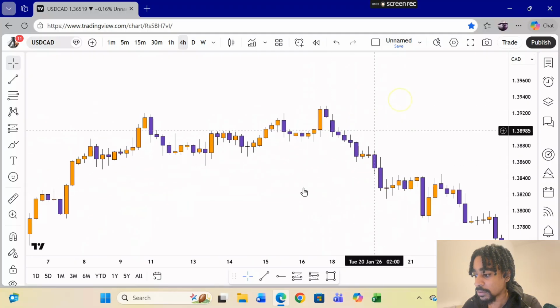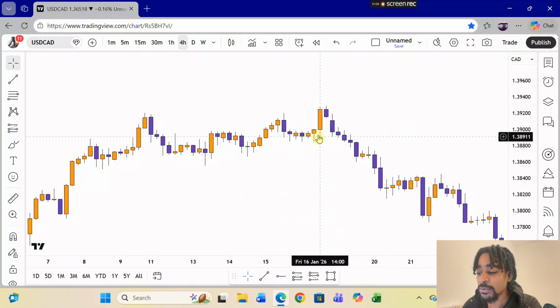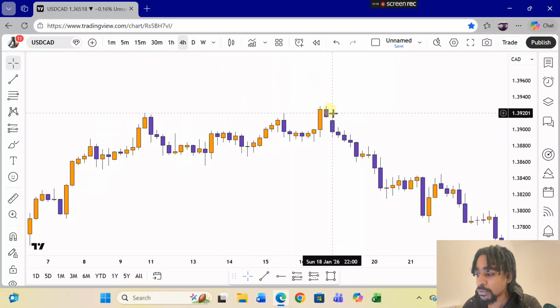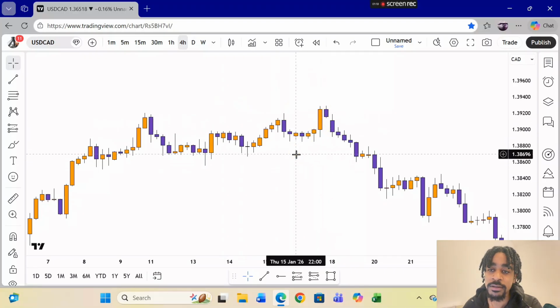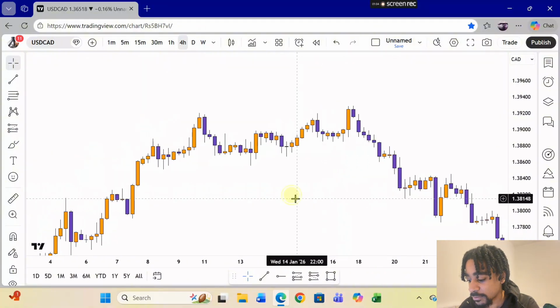To make this easier, I am going to change my charts. Actually, I'm not going to change it. Anyways, let's just keep it the same. So this is orange and then purple. The orange would normally represent a green candlestick, which means price is going up, which means price is bullish. And then the purple will normally represent a red candlestick, which means price is bearish and price is going down. So the sellers are stronger than the buyers.